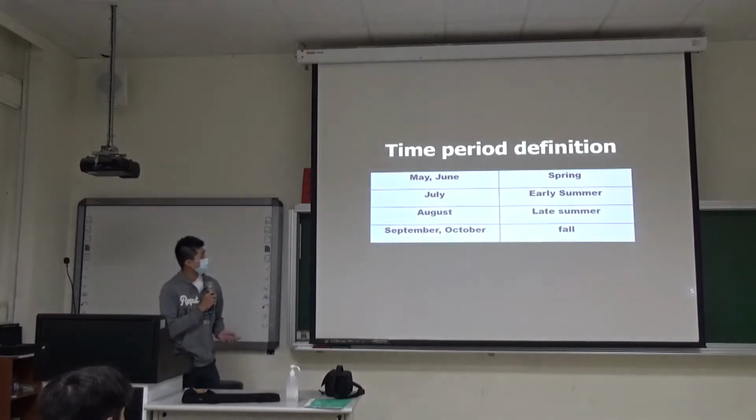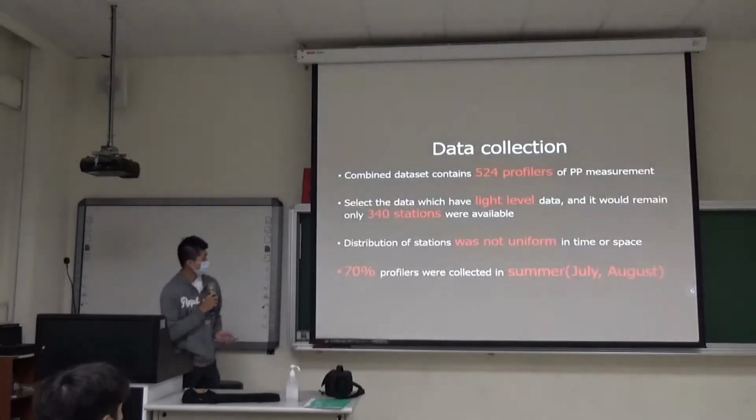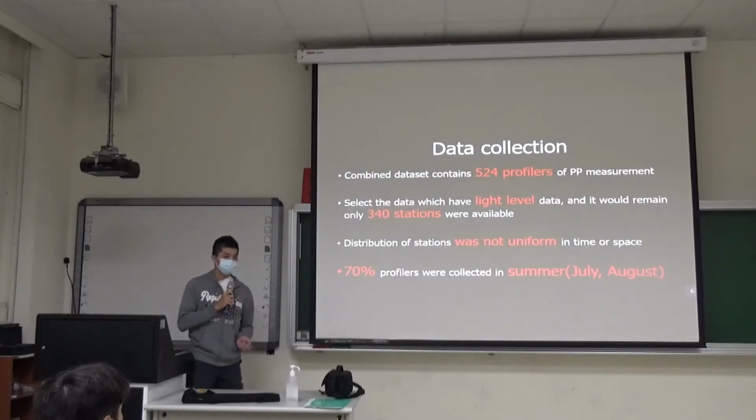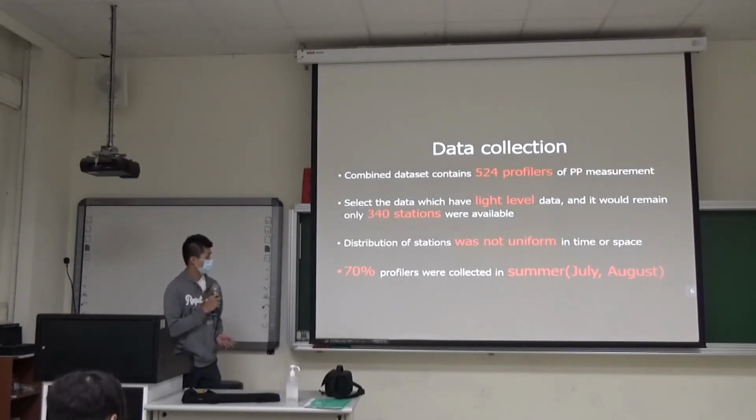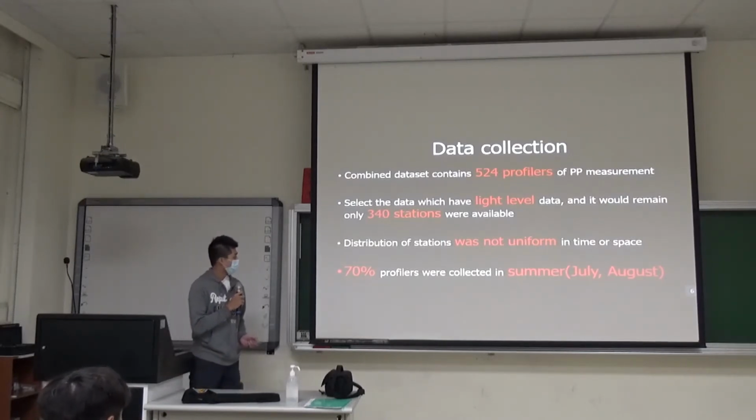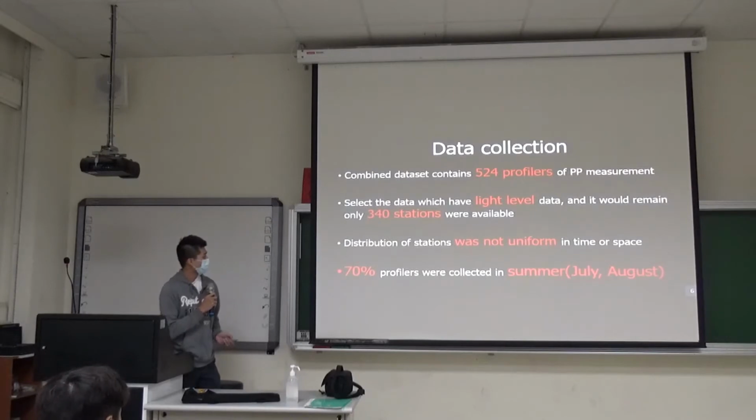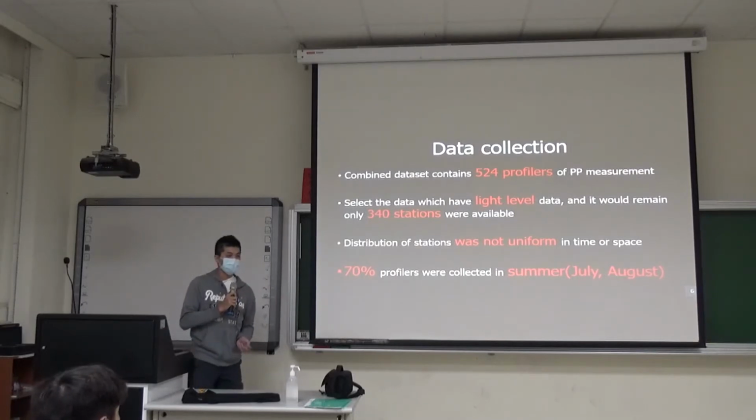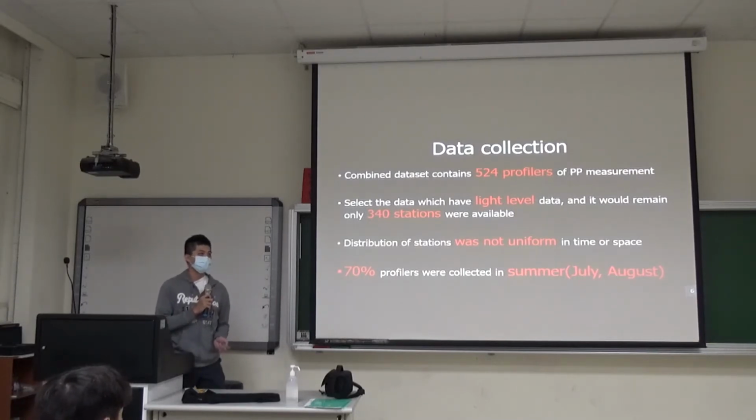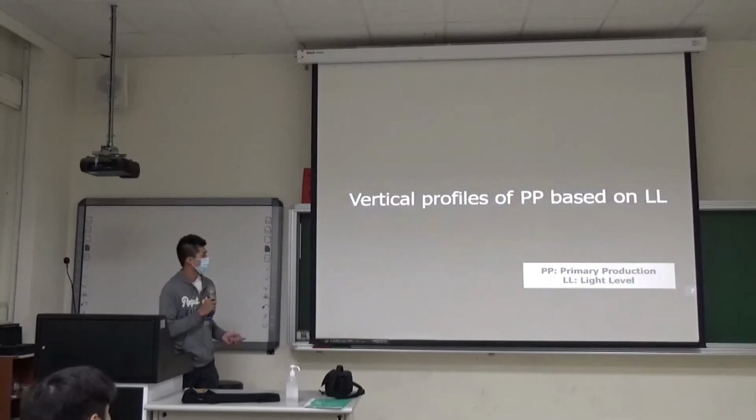And this is the definition of the time and the data collection, because I want to know the relationship between the PP and the time table. So we collected 340 stations in this paper, and the distribution of the stations is not uniform, because 70% were collected in the summer, due to the weather or the ice in the winter.